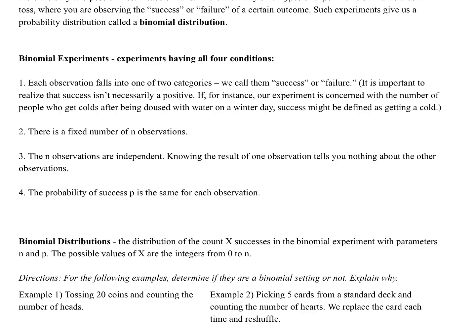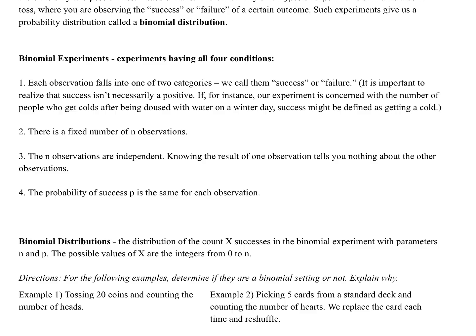There also has to be a fixed number of n observations. So you have to be dealing with a specific sample size, is another way of thinking about it. The third thing is that these observations are independent, which means knowing the result of one observation tells you nothing about the other observations. And the last one is that the probability of success has to be the same for each observation.